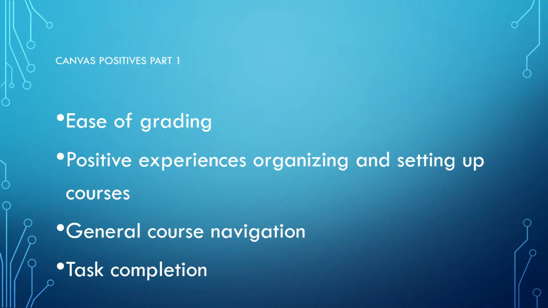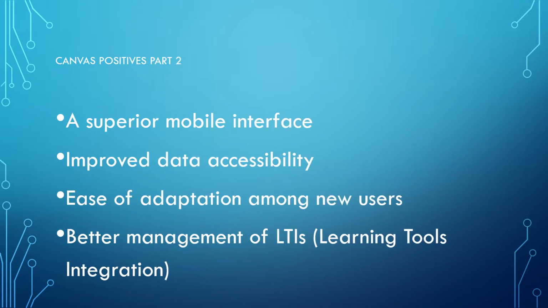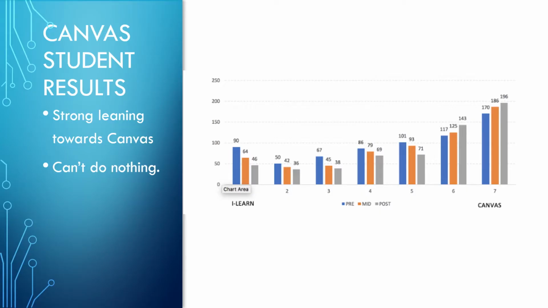Now, in our research, we did find quite a few positive things about Canvas that we didn't recognize before. One, there is the ease of grading, which is very helpful from an administrative standpoint. There are positive experiences organizing and setting up the courses, which is helpful for the teachers and the other faculty. The general course navigation is pretty good, and the task completion option is helpful for students to be able to see when tasks are completed. That helps them gauge how they are doing with the week, to help schedule out what they need to do as the week's work commences. We've also seen that it has a superior mobile interface, improved data accessibility, an ease of adaptation among new users, and better management of LTIs, which are learning tools integration.